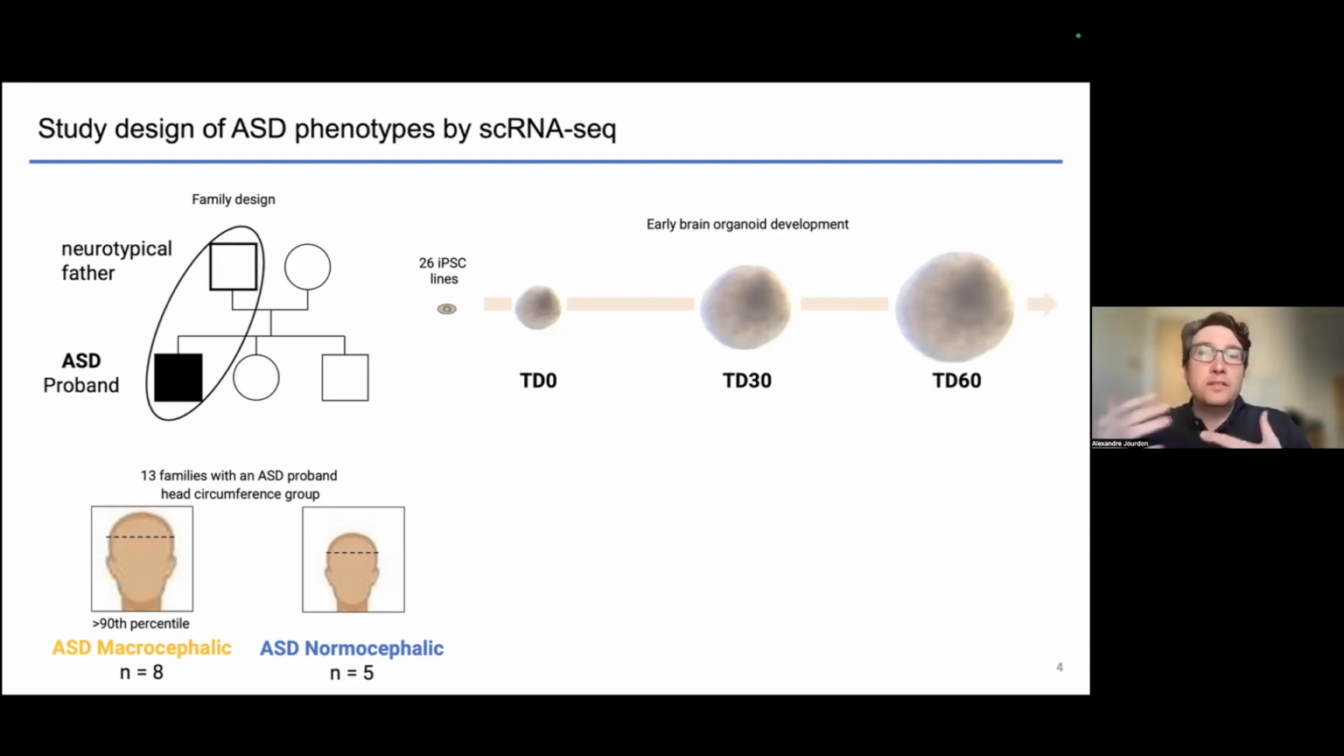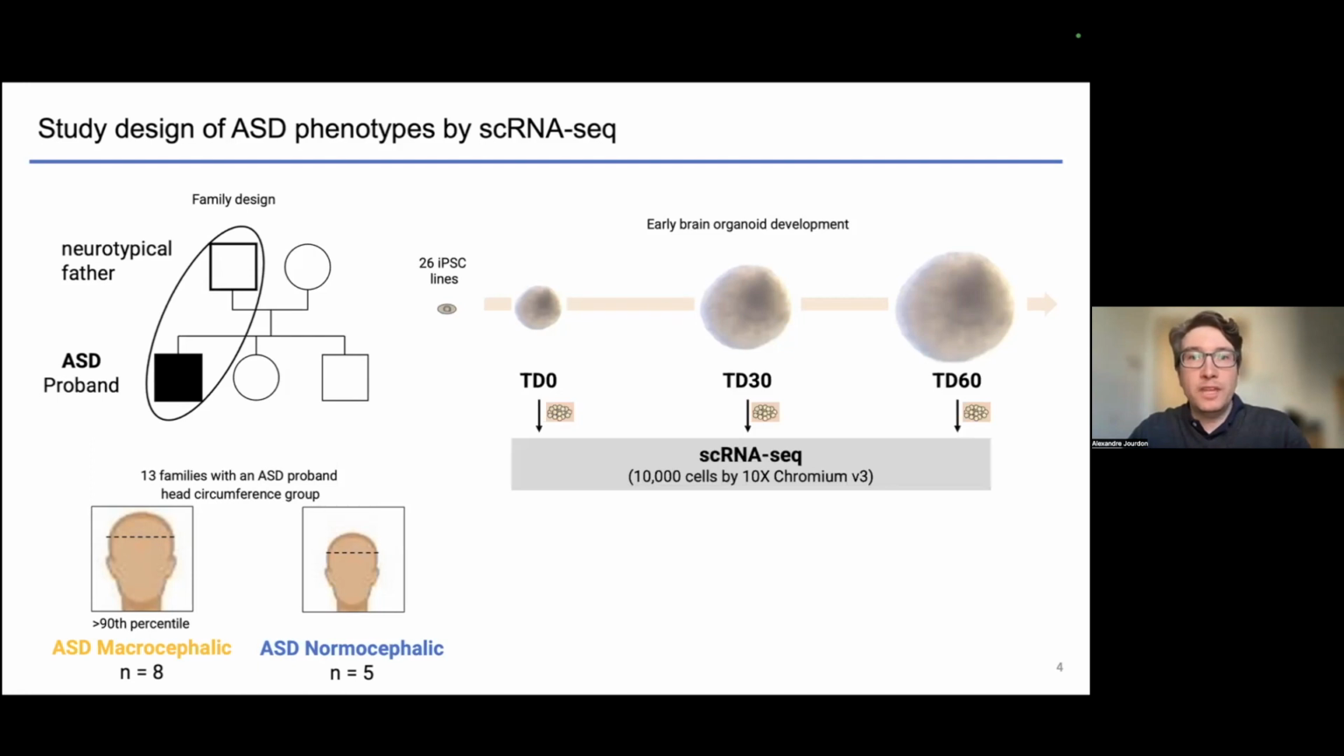and TD30, so 1 month after, and TD60, 2 months after, to really see what's going on during the early neurogenesis steps. And from each of those stages, we collected single-cell RNA-seq using the 10x sequencing platform, using the recent technology, and we collected roughly 10,000 cells at each of the samples.